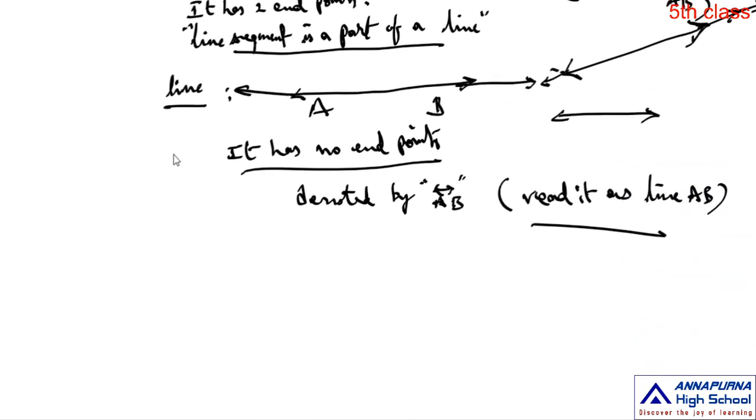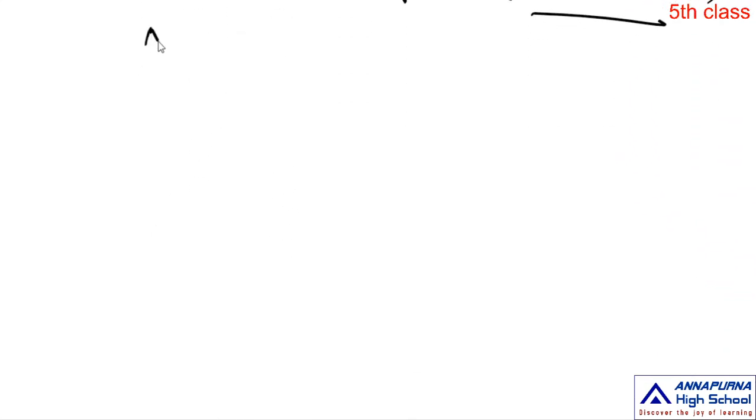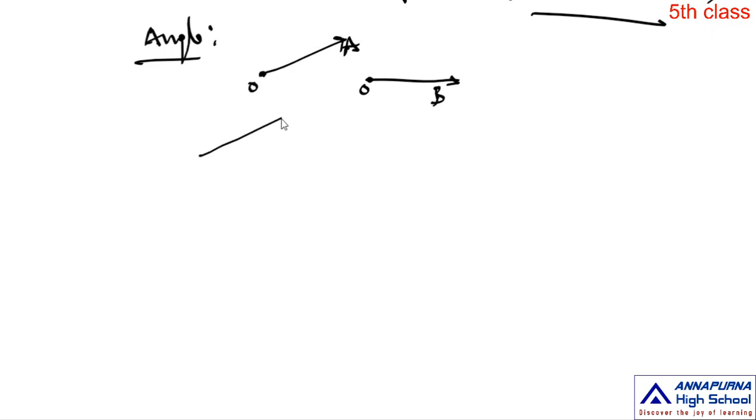And next one is angle. So this is very important. Angle. What is the meaning of angle? So what is this? Tell me, what is this? It is a ray. OA is the one ray. Now take another ray, OB. This is the another ray. Suppose if we combine these two, let me draw.